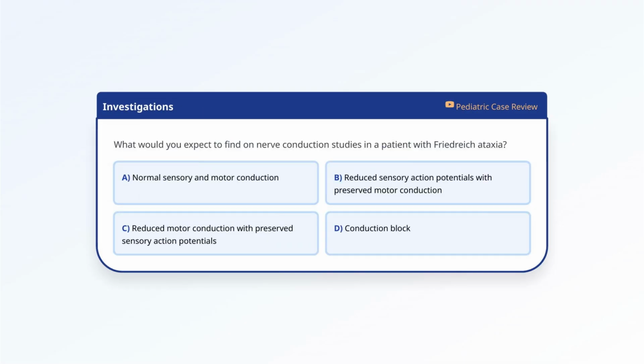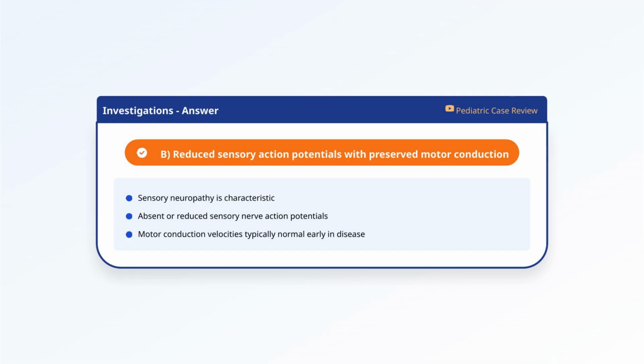What would you expect to find on nerve conduction studies in a patient with Friedreich ataxia? A. Normal sensory and motor conduction. B. Reduced sensory action potentials with preserved motor conduction. C. Reduced motor conduction with preserved sensory action potentials. D. Conduction block. The correct answer is B.